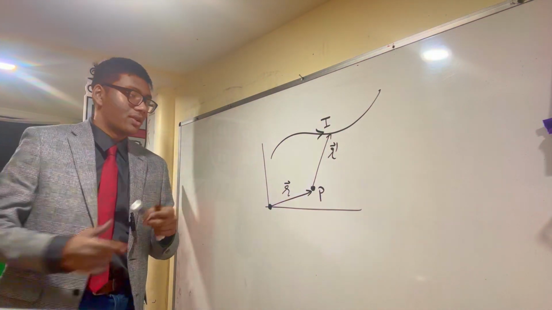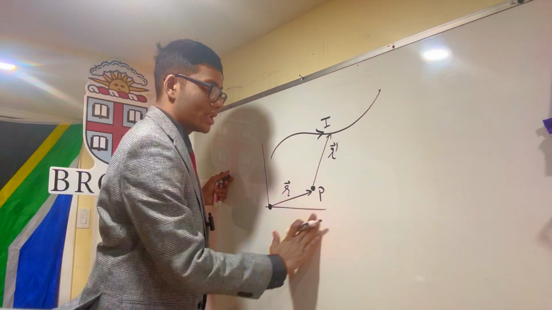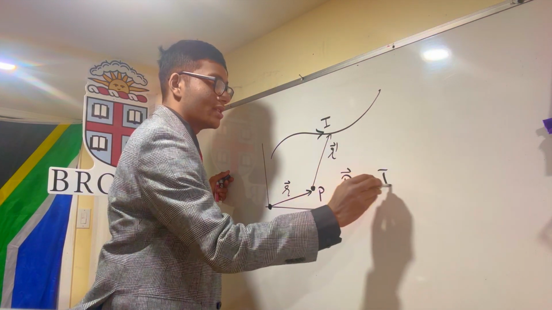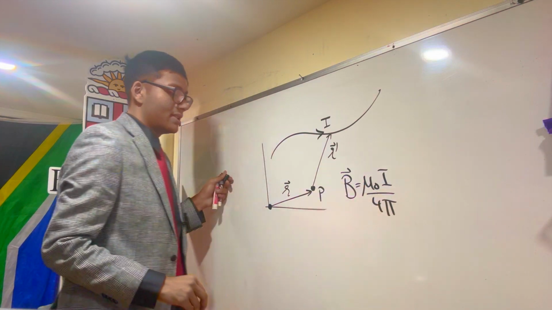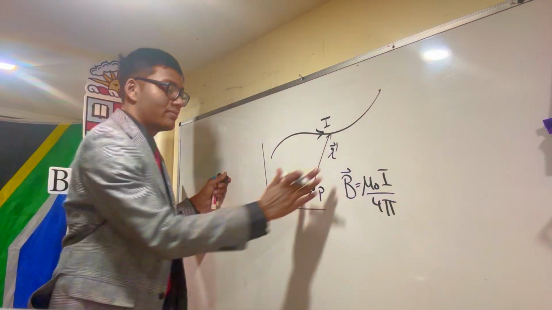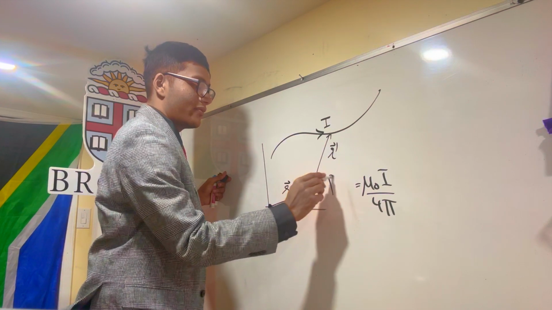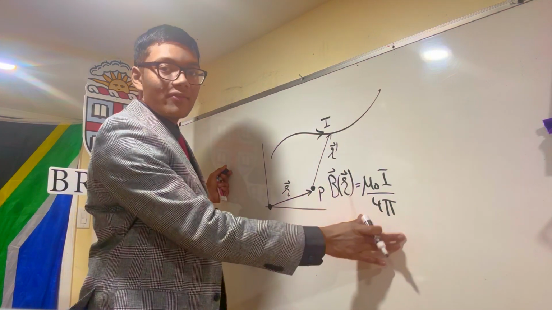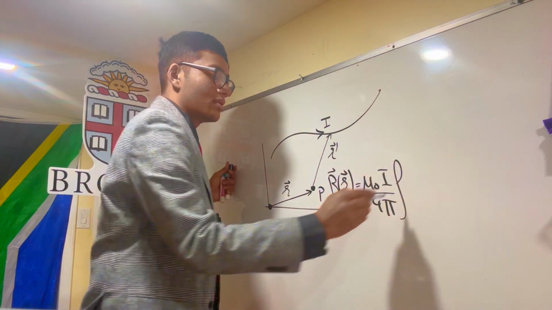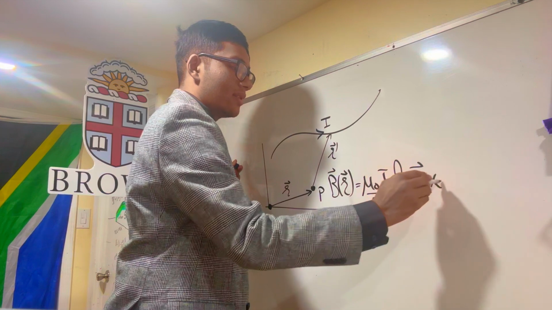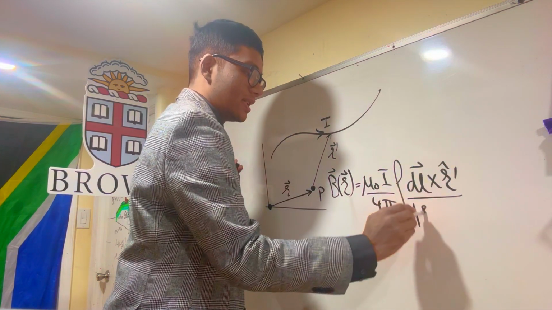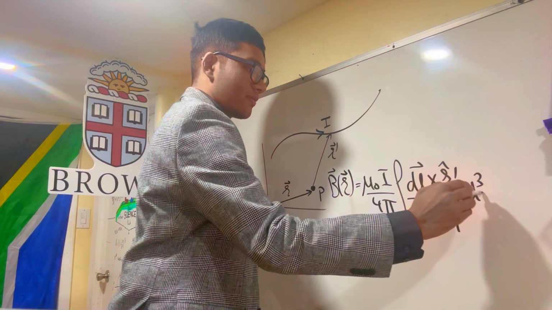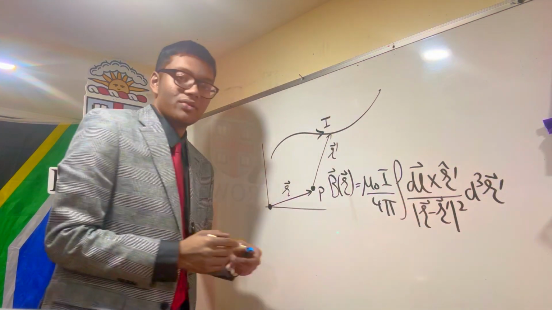So how does the Biot-Savart law work? The Biot-Savart law, which I will derive right now, tells us that the magnetic field at some point P, let me write this, the magnetic field at some distance r from the origin is mu naught I over 4 pi times the integral of this cross product, dl cross r hat prime, divided by your distance from the current distribution squared. And then you integrate over the current distribution.